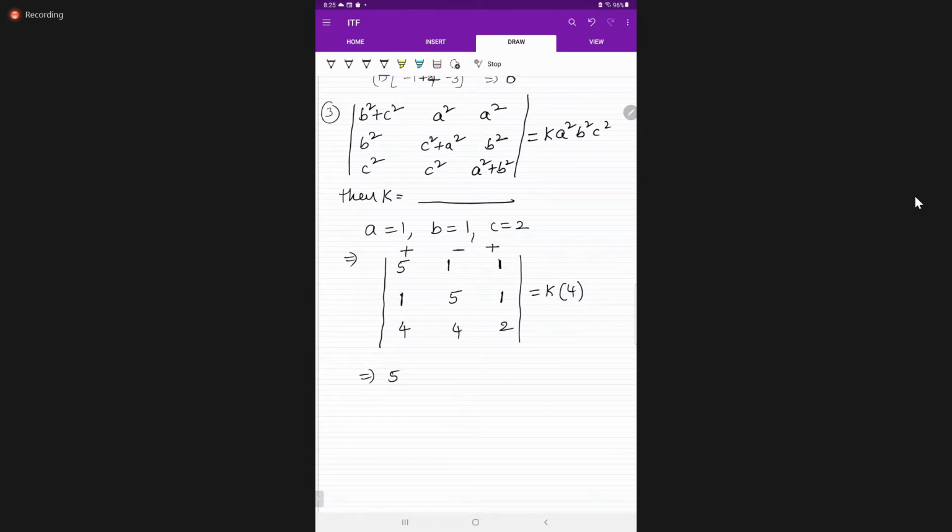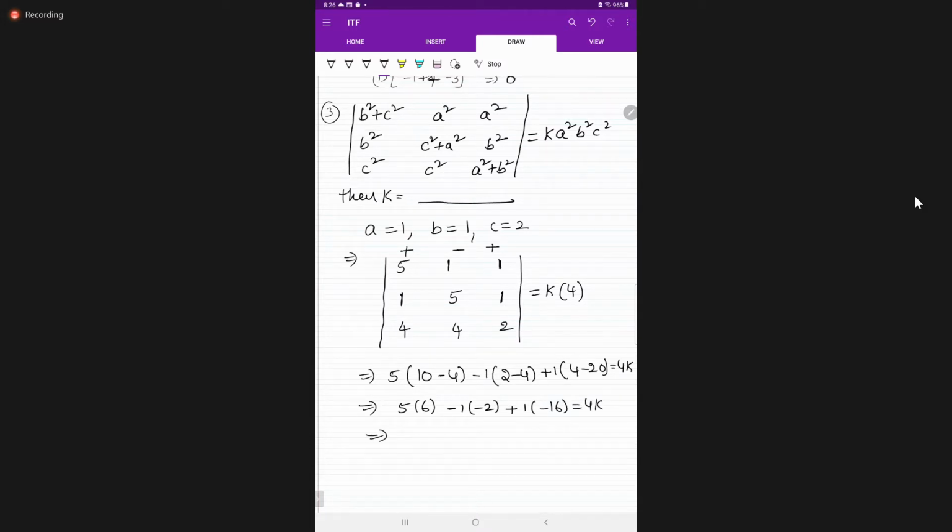Now expand this one: 5 into 2, 10, 10 minus 4, minus 1 into 2 minus 4, plus 1 into 4 minus 20, 5 minus 20, which is equal to 4k. Next, which is equal to 5 into 6 minus 1 into minus 2 plus 1 into minus 16, which is equal to 16, 4k.